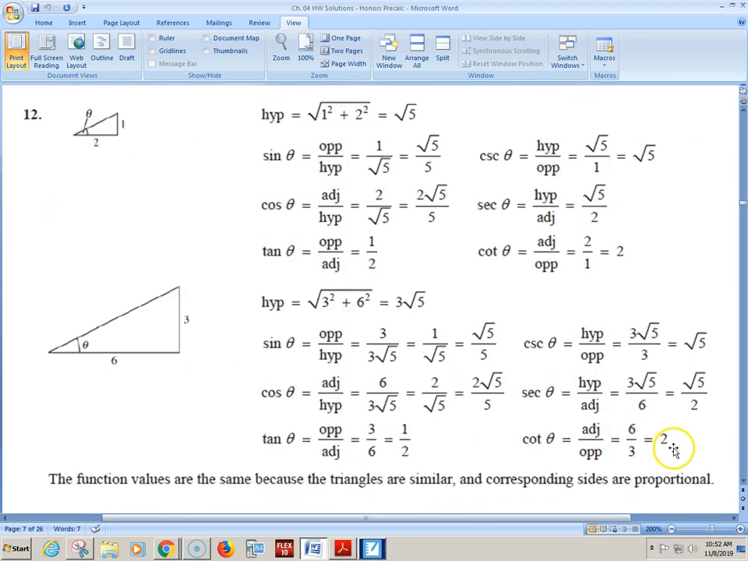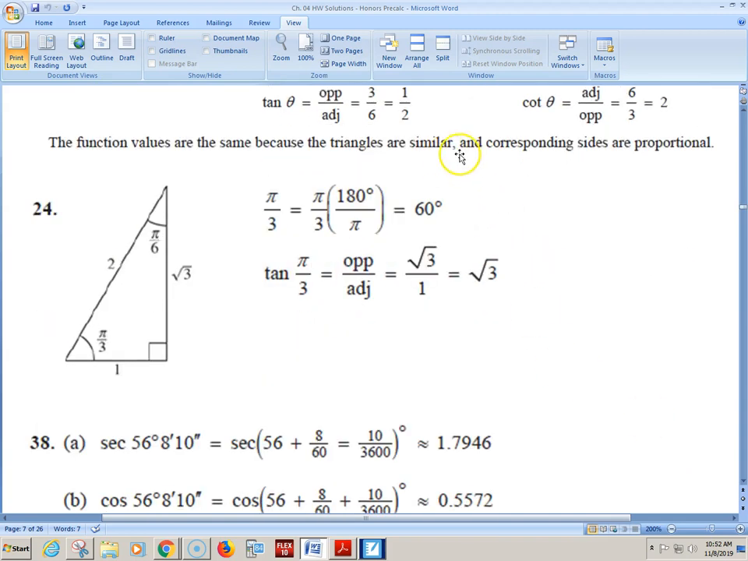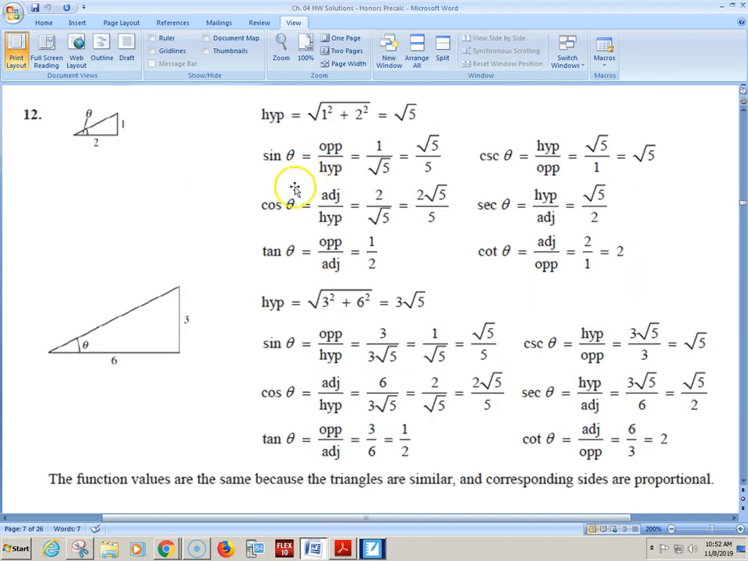Oh, sorry, the whole point of this one was whether it's a little triangle or a big triangle, as long as the sides are proportional, look, 3 over 6, 1 over 2, the ratios end up being the same thing. Because similar triangles have proportional sides, and this is just showing you the trig. It's not about how big the triangle is, it's all about the ratios of the sides. So small or big, ratios are the same.